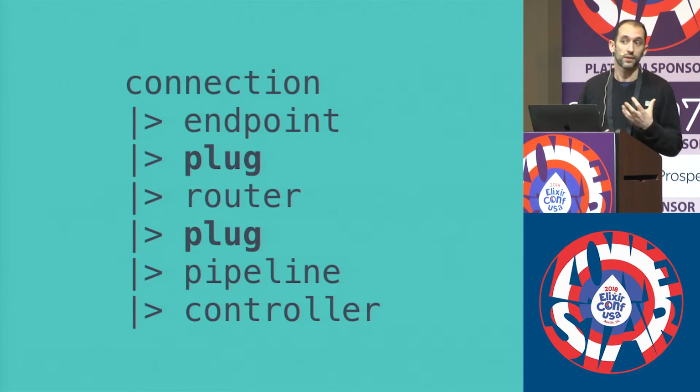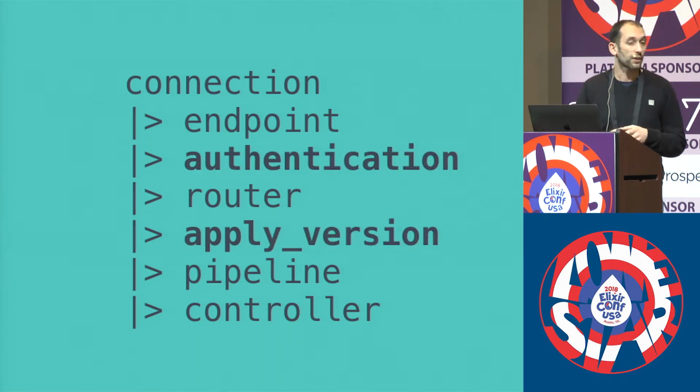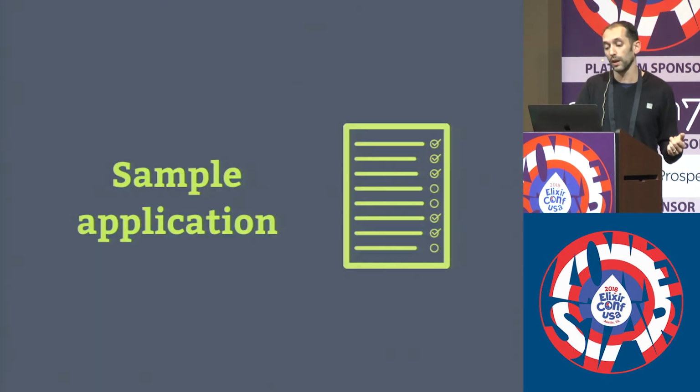A plug is a simple module that just takes in a connection and gives out a connection and transforms it on the way through. And we can actually use that to add some extra logic to this pipeline as the connection is coming through. So we can add things like authentication or versioning, because it's just a pipeline, and we're just transforming the connection as long as we take in a connection, give out a connection. And that's exactly how we are transforming our versions.